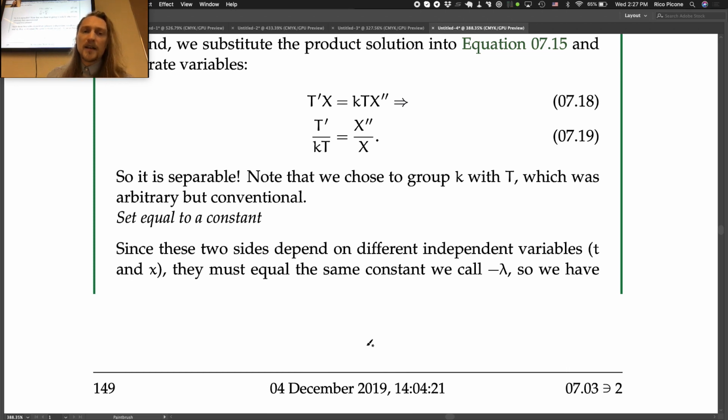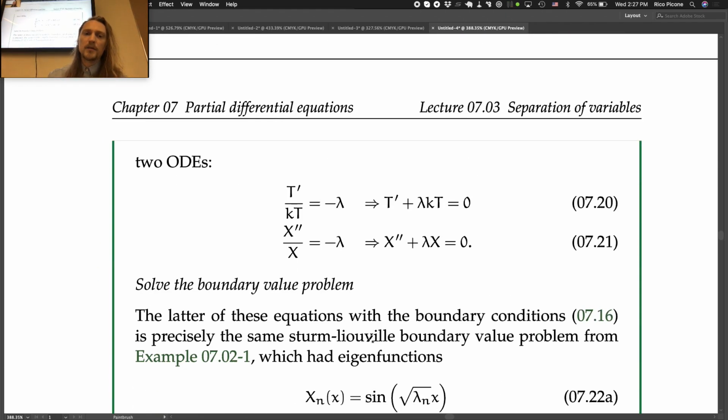Since these two sides depend on different independent variables, t and x, they must equal the same constant. We'll call it negative lambda. So we have two ODEs here, where T prime over kT equals negative lambda, and X double prime over X equals negative lambda. They equal each other and they equal a constant.